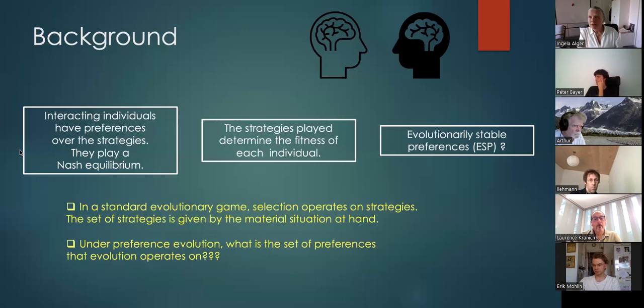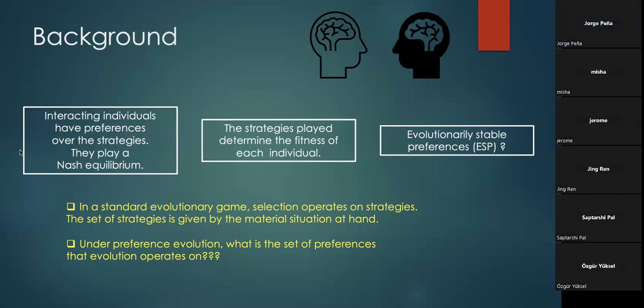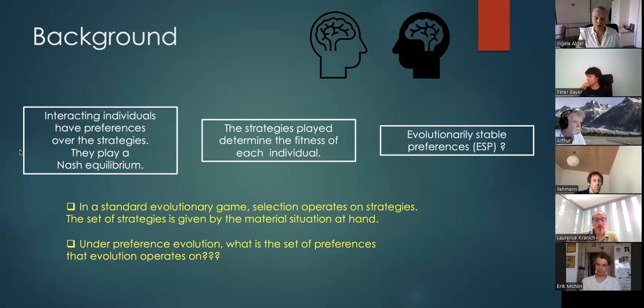So now, just a couple more minutes of background before we get to the starting point of the paper with Laurent. Here's the thing: in the standard evolutionary game, selection operates at the level of strategies, right? And the set of strategies is really given by the material situation at hand. So for example, if it's a public goods game, then there could be a range of contribution levels, and that's simply given by the material situation. But under preference evolution, it's not that clear. The material game does not dictate what the set of possible preferences is. And so as a modeler, we need to make some assumption about the set of possible preferences, and many different assumptions have been explored in the literature.